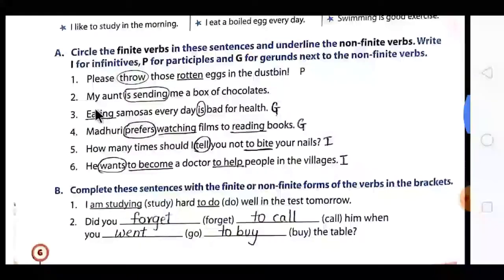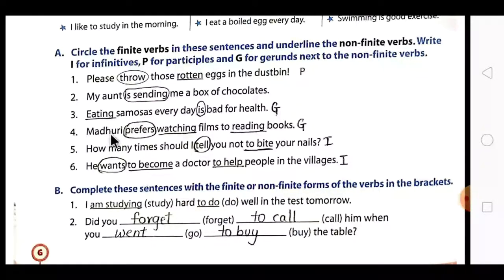Now the second one is, my aunt is sending me a box of chocolate. In this, is sending is a finite verb, and in this sentence there is no other non-finite verb, so no need to mention the type. The third one is, eating samosas every day is bad for health. In this, the finite verb is is and the non-finite verb is eating, and it is acting as a verbal noun, so that's why it's called a gerund. So we have written G over here.